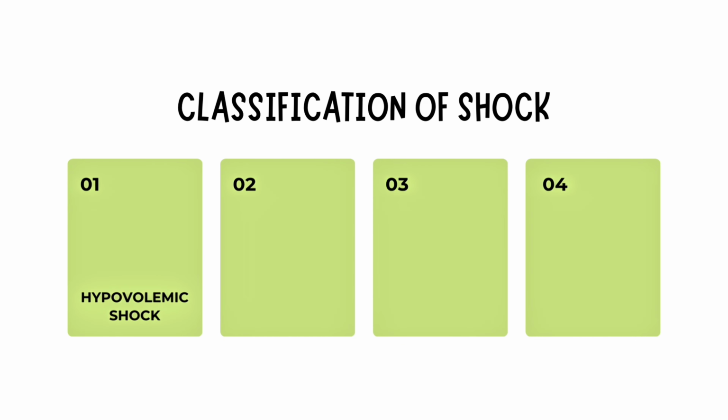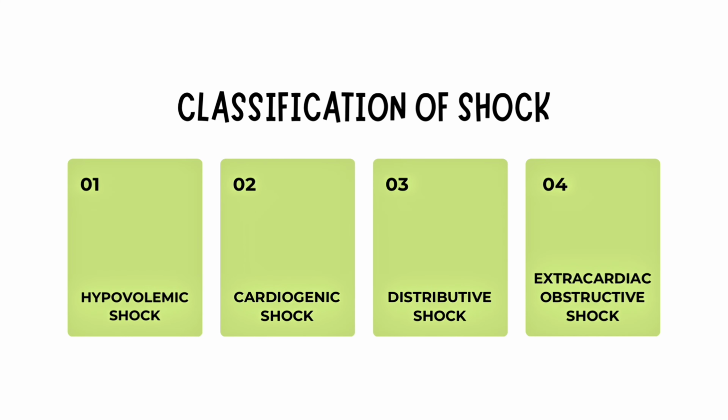Now, shock happens because of the low cardiac output or low vascular resistance or both. There are 4 main types of shock, which includes hypovolemic shock, cardiogenic shock, distributive shock and extracardiac obstructive shock. Let's go through them one by one.